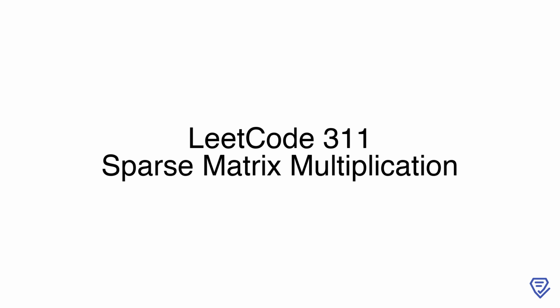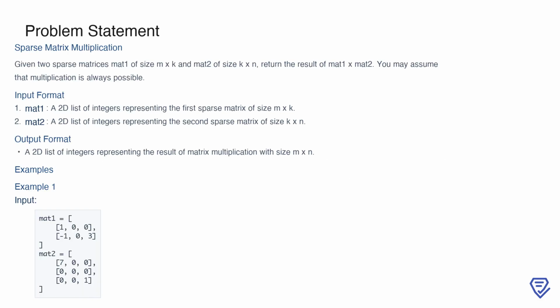Welcome! In this session, we're diving into problem number 311, sparse matrix multiplication. This problem is a great opportunity to explore efficient matrix operations, particularly when the inputs are sparse. We'll analyze the brute force approach and discuss its trade-offs. Let's get started. This problem involves multiplying two sparse matrices, mat1 and mat2.